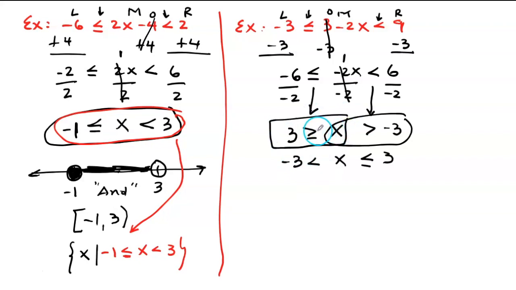X is less than, right? The angle. X is less than 3. X is less than. So yeah, this is right. Okay, it looks better. Small number on the left, bigger number on the right. It's going to avoid a lot of mistakes.